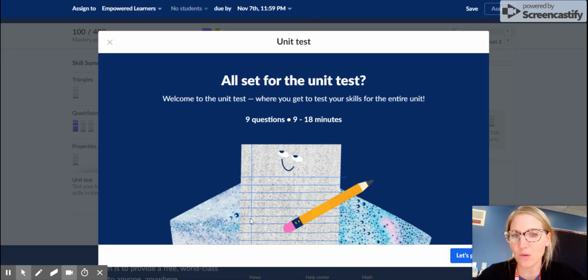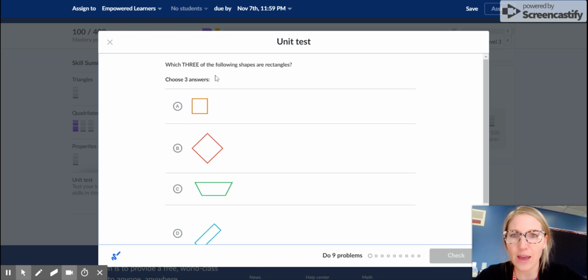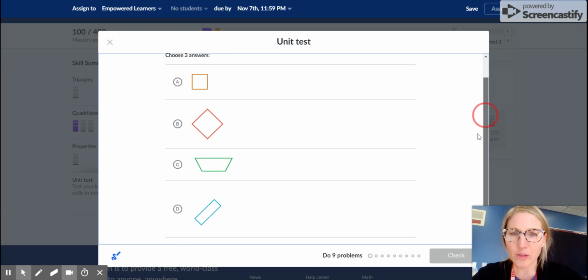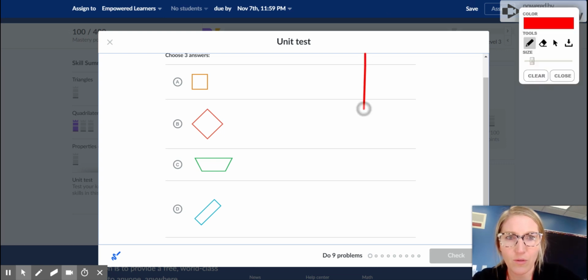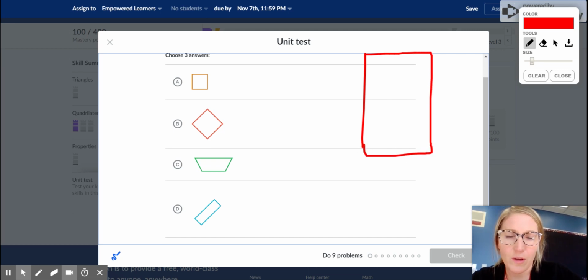So let's go ahead and look at this unit test so you can see some of the style questions that you will be asked. So which 3 of the following shapes are rectangles? Oh, this sounds very similar to your formative for the day. So let's think about what classifies a rectangle as a rectangle. Well, initially, I think that a rectangle has 4 straight sides. Okay. I also think a rectangle has 4 right angles.